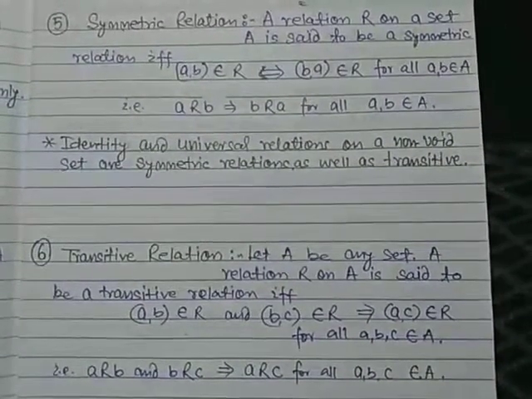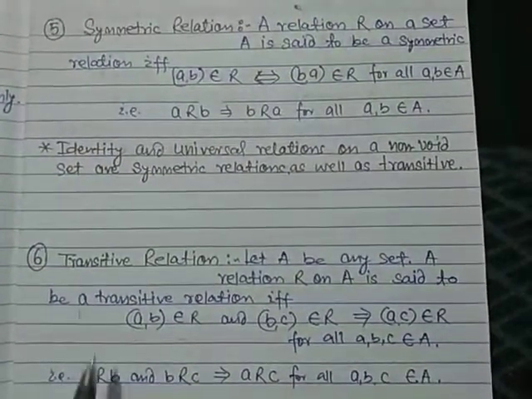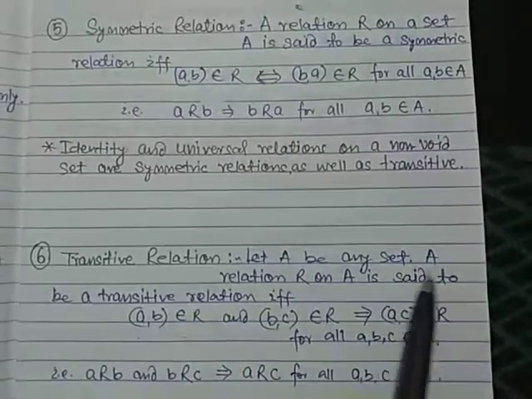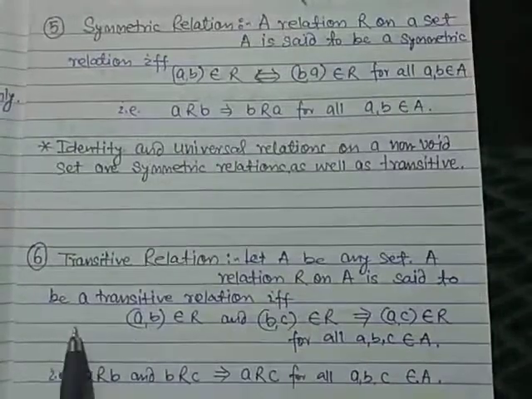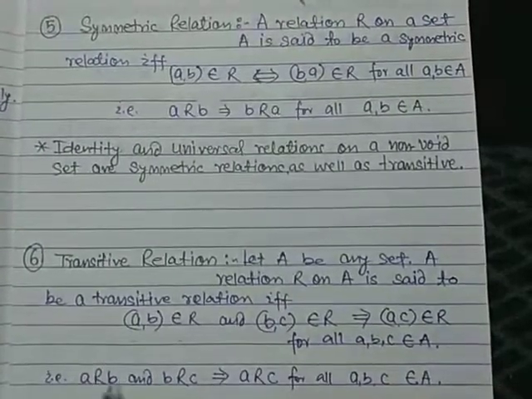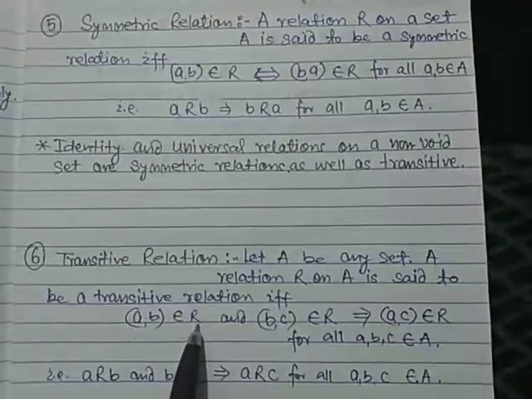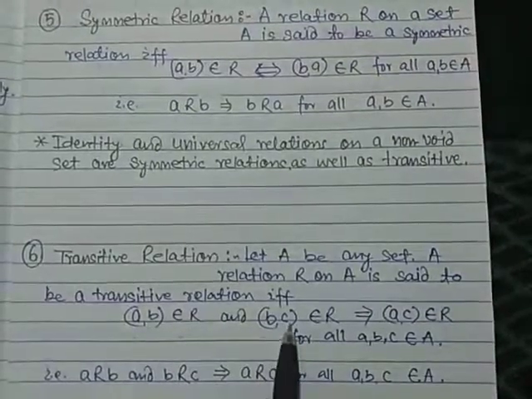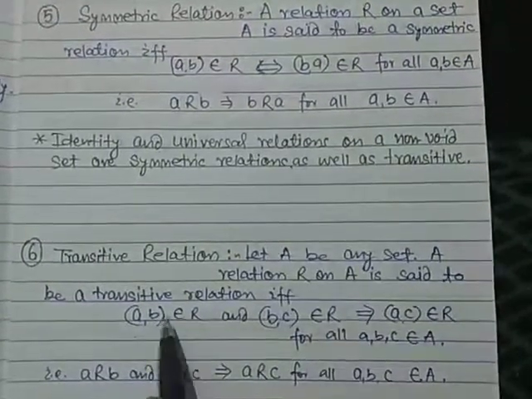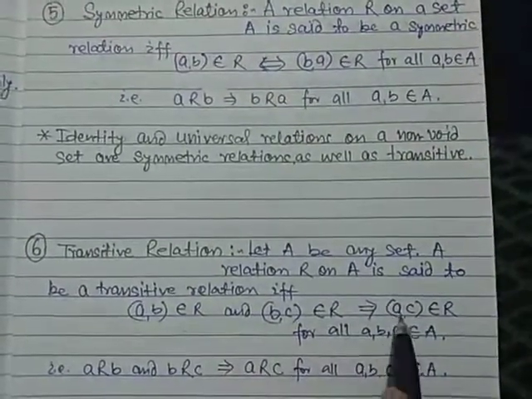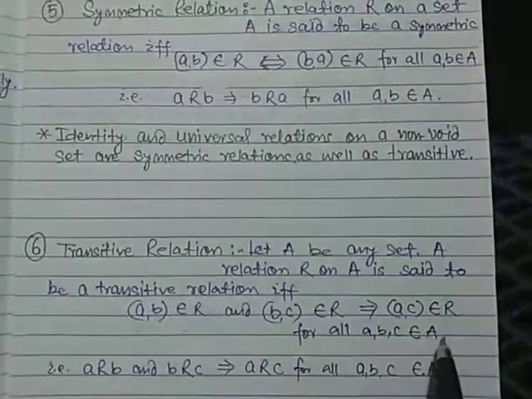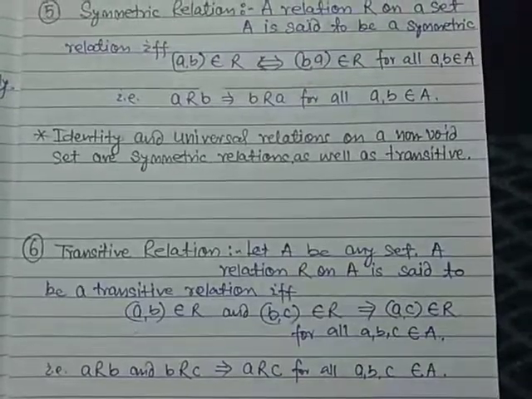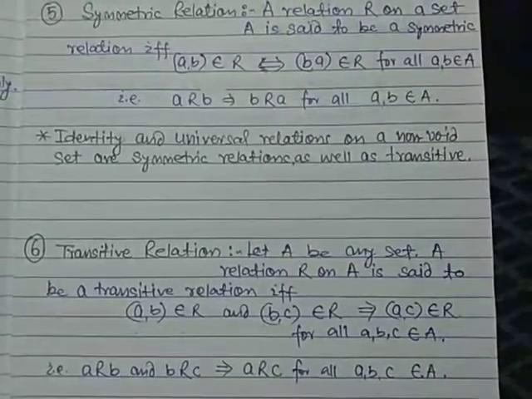Now the next relation we have is the transitive one. Let A be any set. A relation R on set A is said to be transitive if (a, b) belongs to that relation and (b, c) belongs to that relation, and after these two, if (a, c) belongs to that relation, for all a, b, c belonging to A, then that relation is known as a transitive relation.